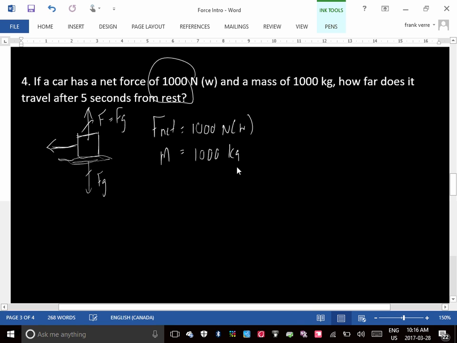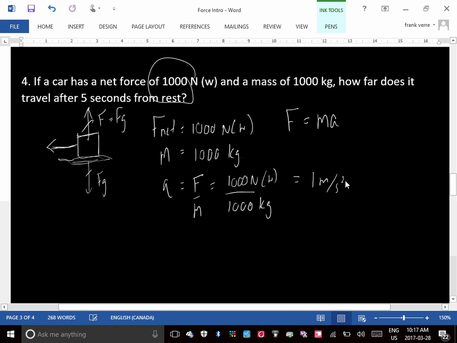So, first thing we're going to do is figure out the acceleration of the object. Now, remember Newton's second law: if there's a net force, there's going to be net acceleration in the direction of that net force. So, Newton's second law says F equals ma. We could rearrange this equation to get a equals F over m. So in this case, the net force, which is 1,000 newtons west, over the mass, which is 1,000 kilograms, would give you the answer of 1 meter per second squared.